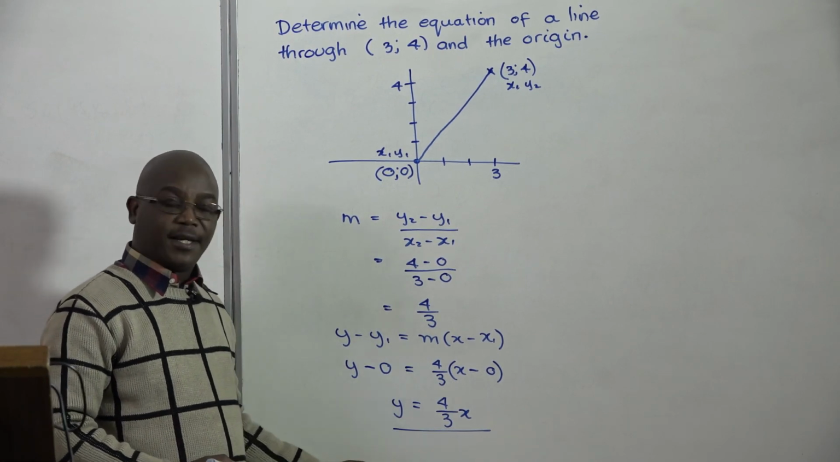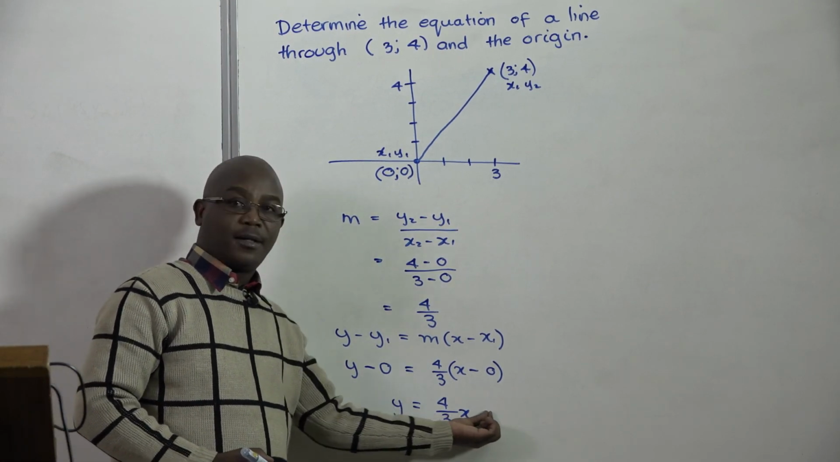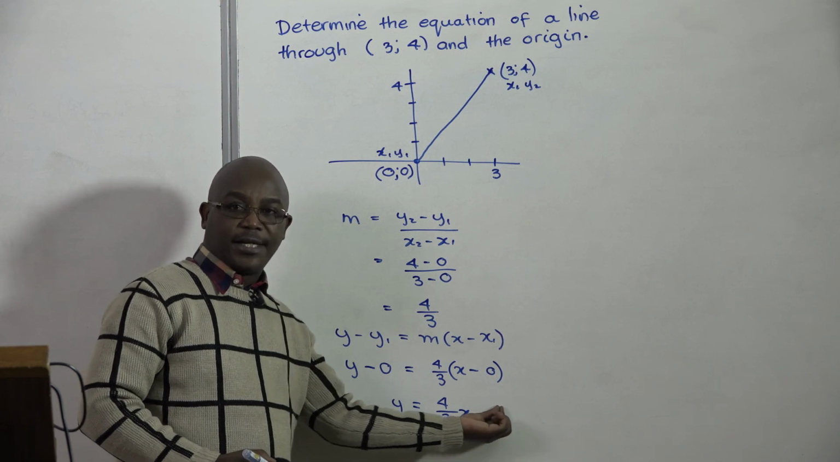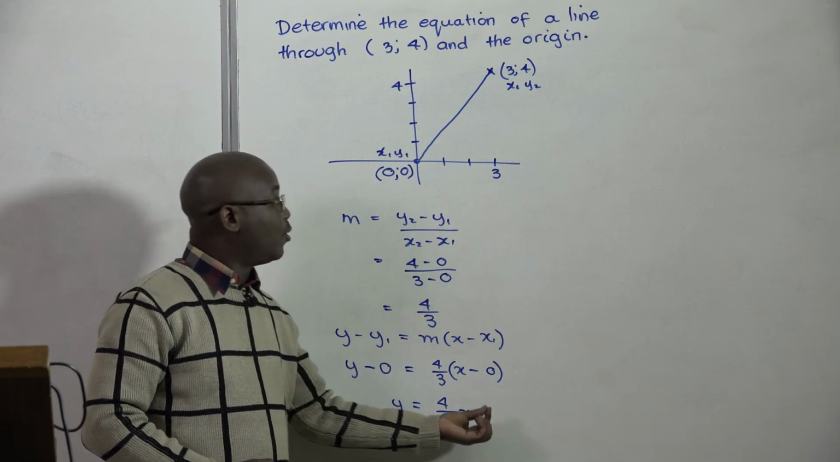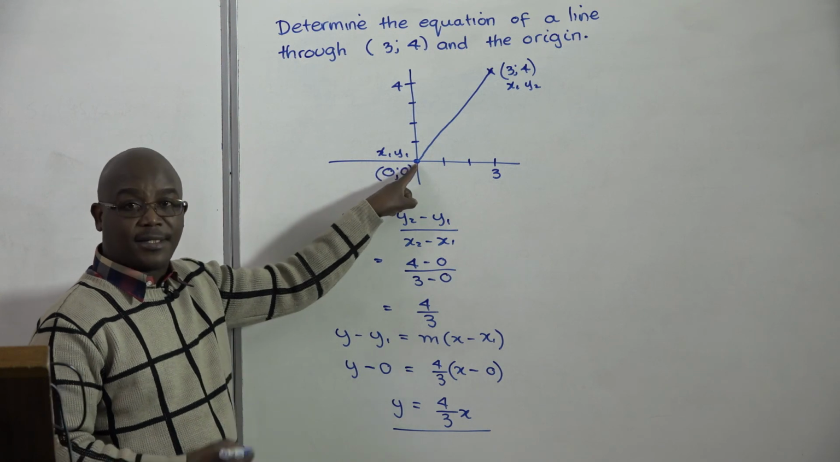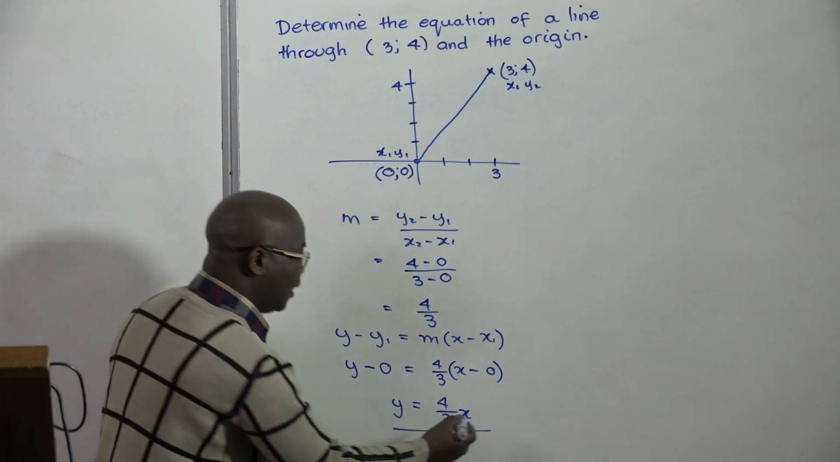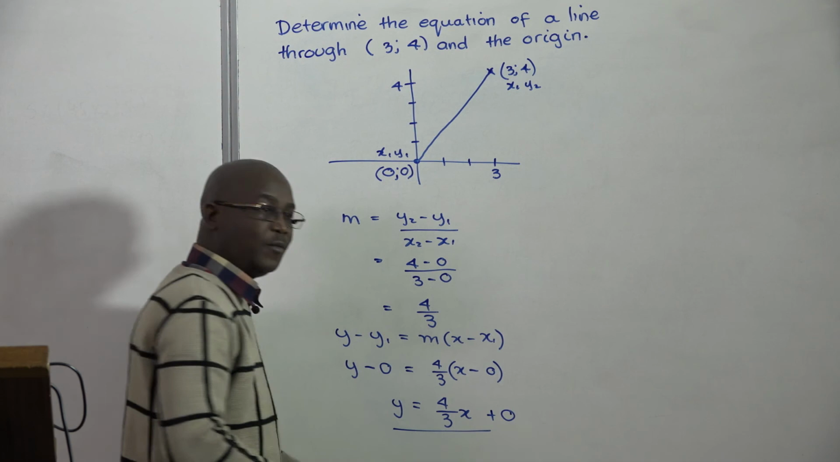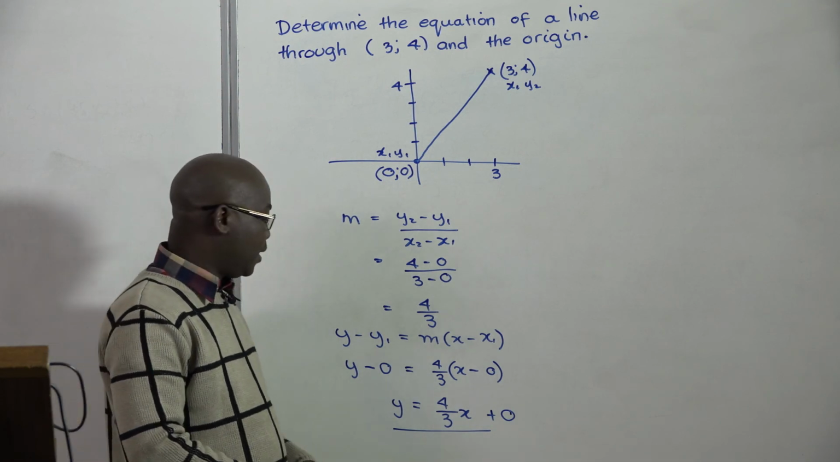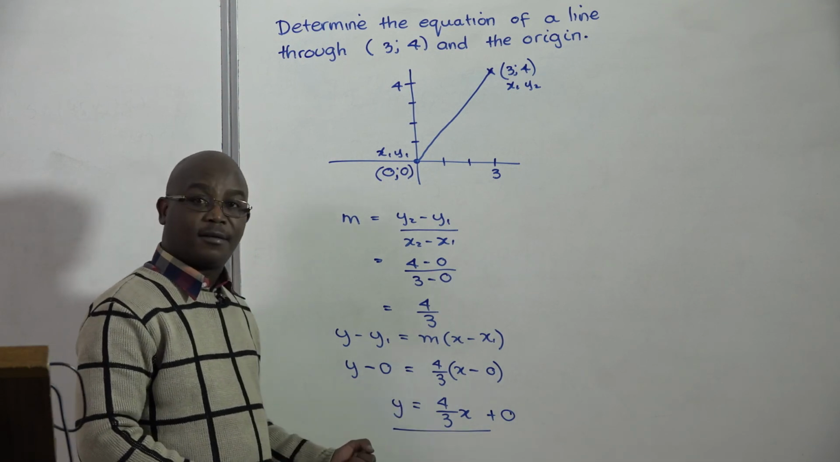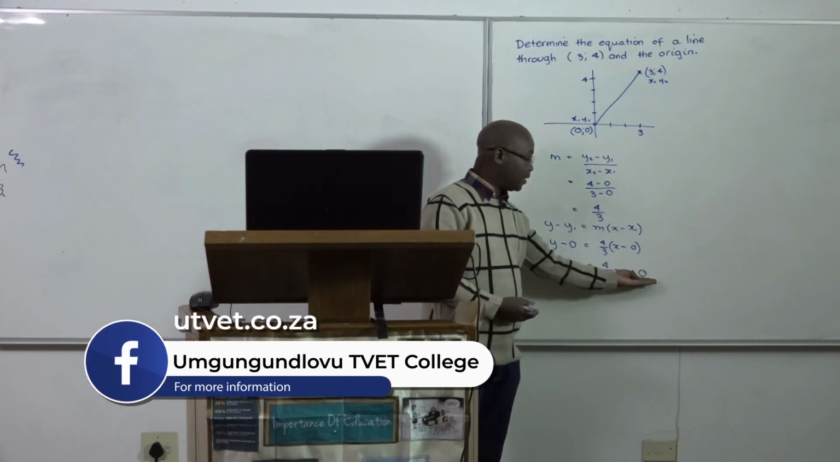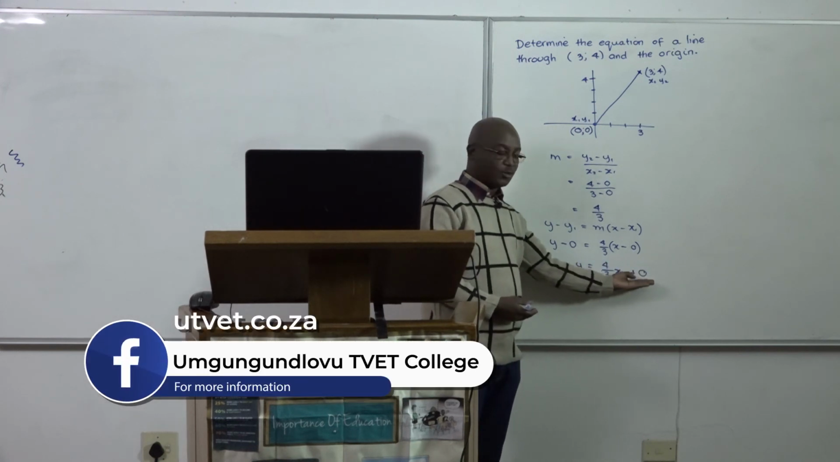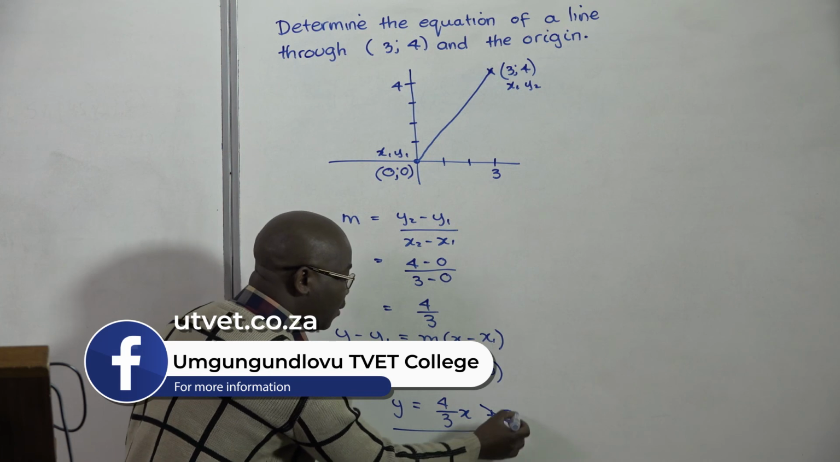Something very interesting here is that we don't see a coordinate or an intercept there. Why? Because it is cutting the y-axis at 0. So we would not necessarily put plus 0 there. We'll just leave it as y is equal to 4 over 3x, because it cuts the y-axis at point 0. So we can always ignore this part.